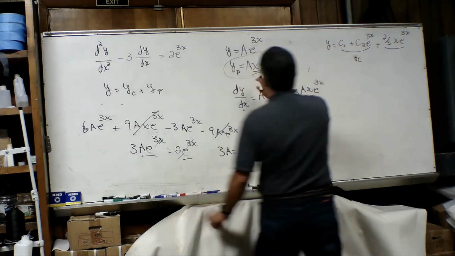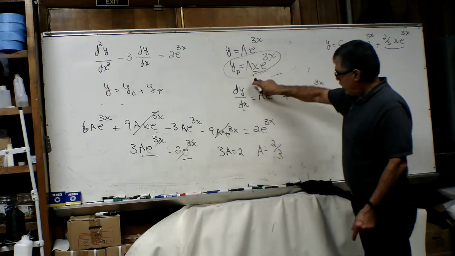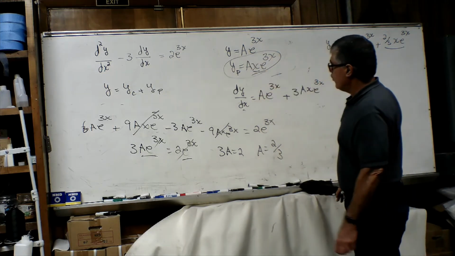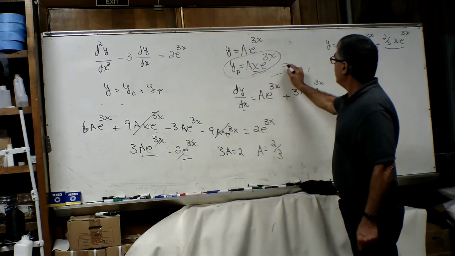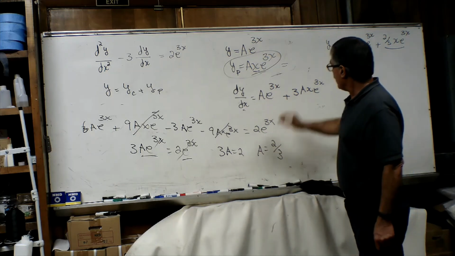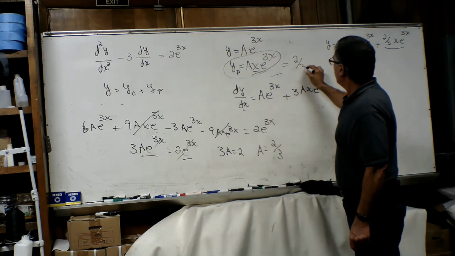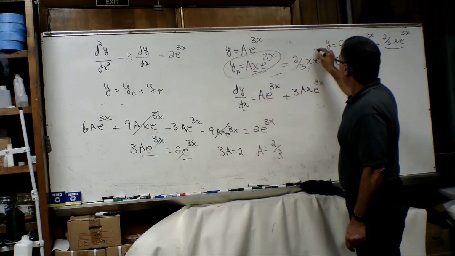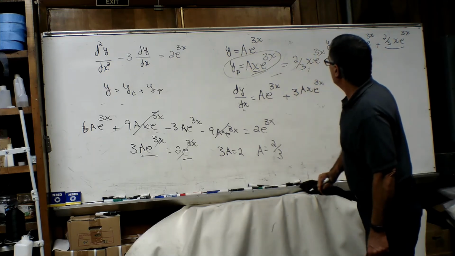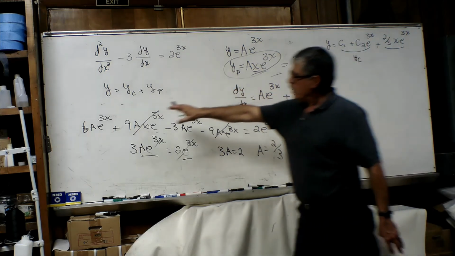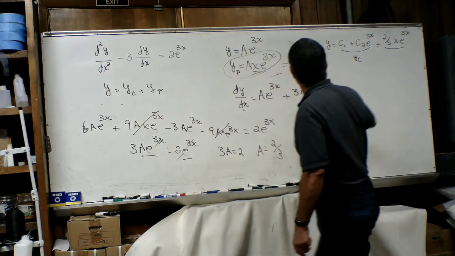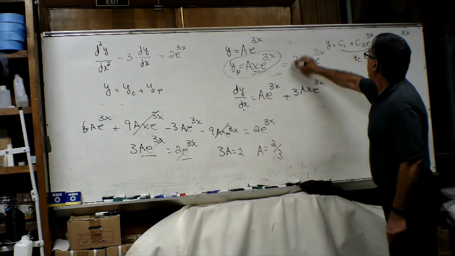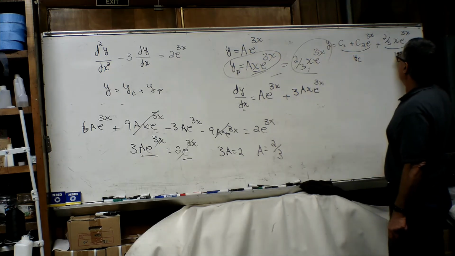So our particular solution for the non-homogeneous portion is going to be equal to 2/3 x e to the power 3x. So our general solution will be yc, which was that, plus yp, which is that.